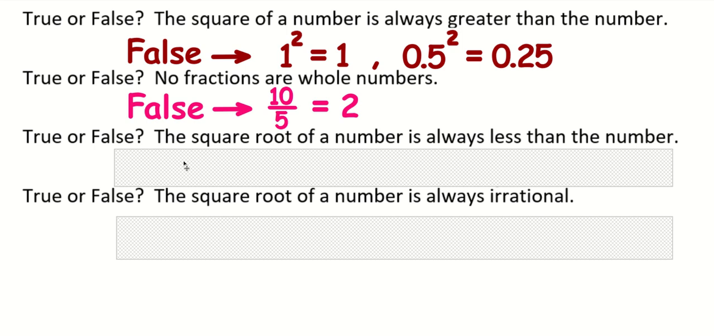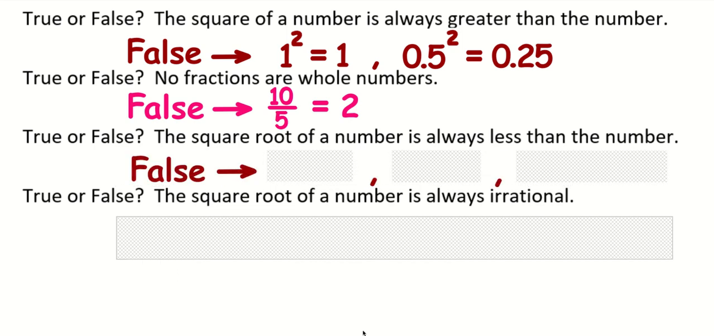Next one, true or false? The square root of a number is always less. So if you take the square root of a number, will it always be less? Think about it. That's also false. Can you think of a counterexample where you take the square root of a number and it automatically makes it go smaller?